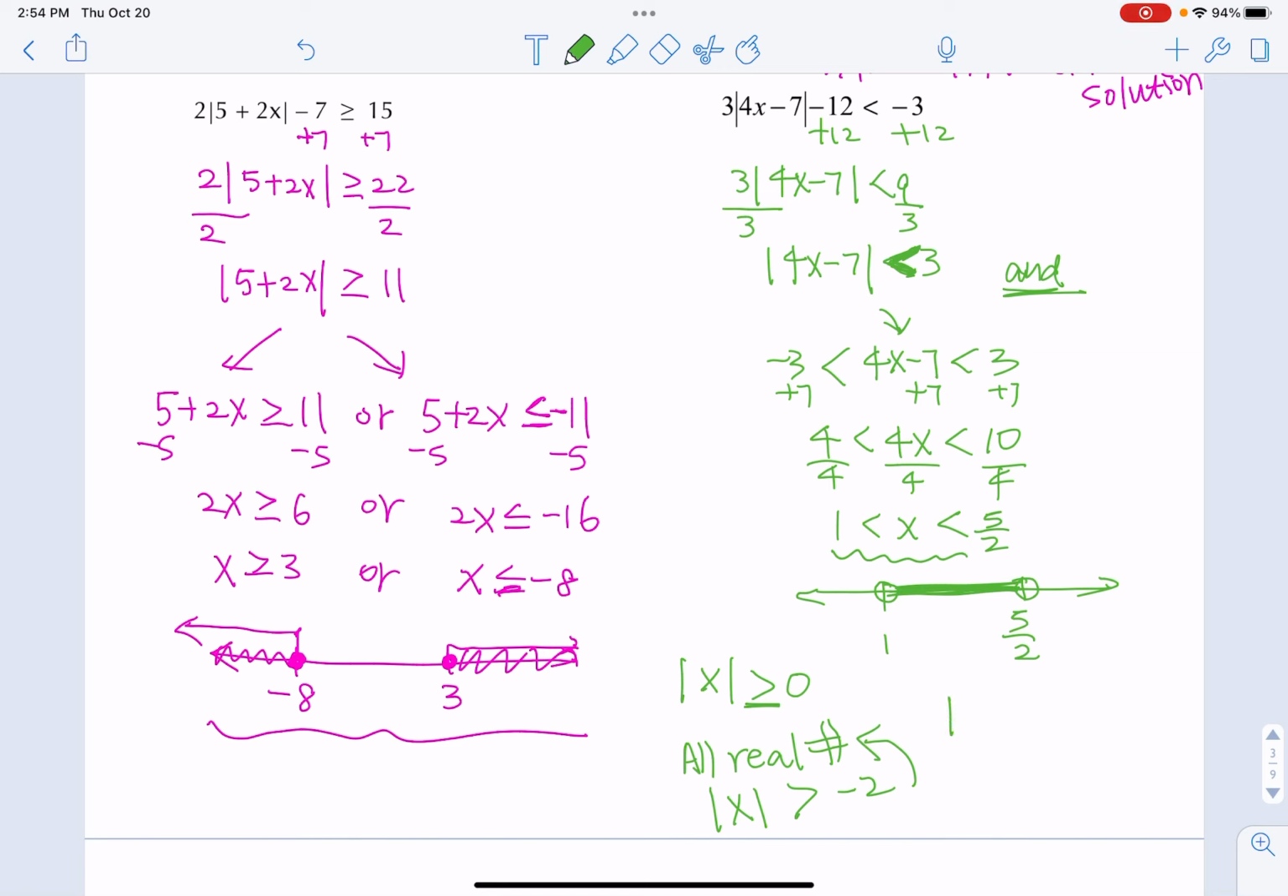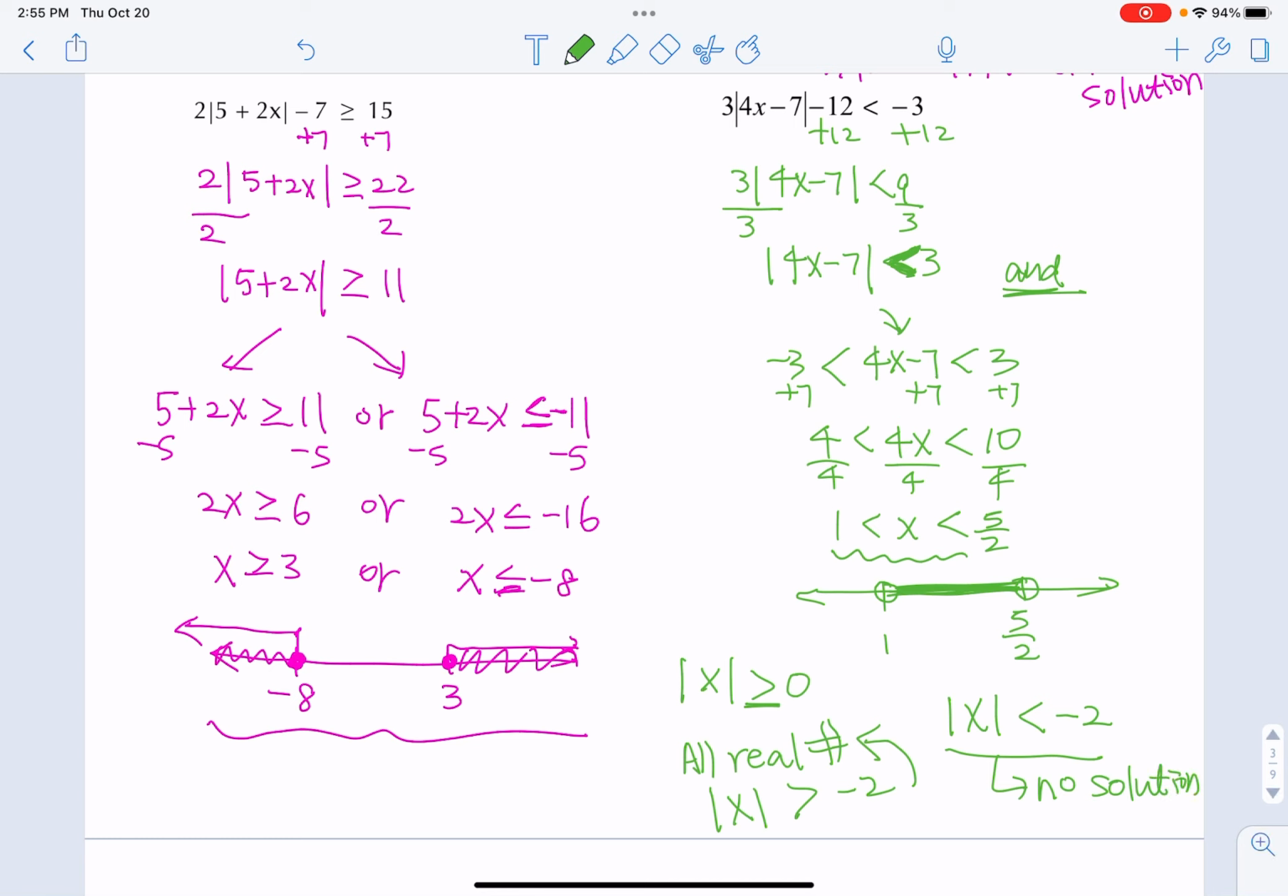When you have any absolute value x less than a negative number, is it possible to have an absolute value to be less than a negative number? No. So for this case, you will say always no solution. This is a special case.